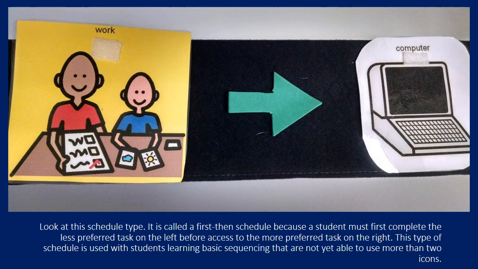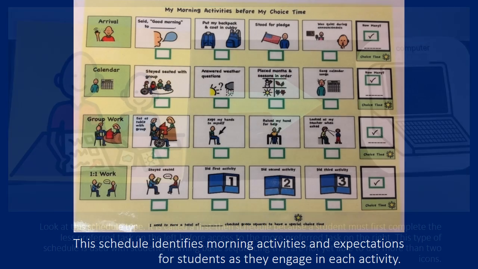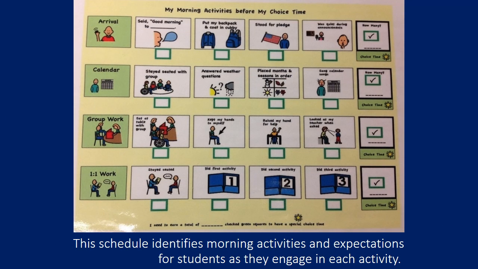Look at this schedule type. It is called a first-then schedule because a student must first complete the less preferred task on the left before access to the more preferred task on the right. This type of schedule is used with students learning basic sequencing that are not yet able to use more than 2 icons. This schedule identifies morning activities and expectations for students as they engage in each activity.